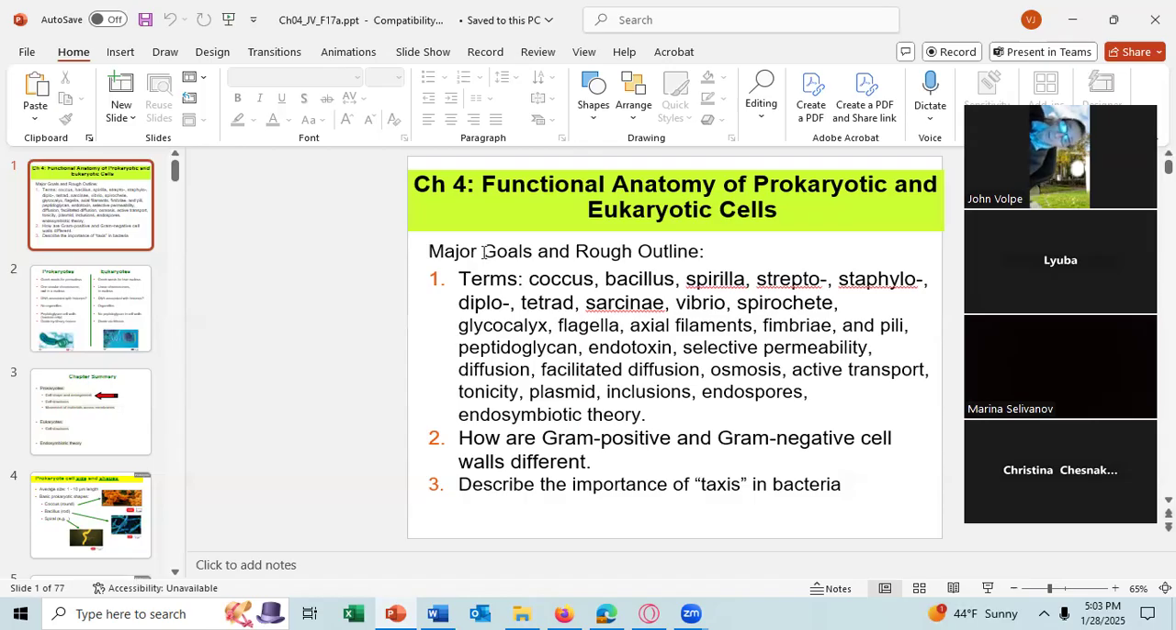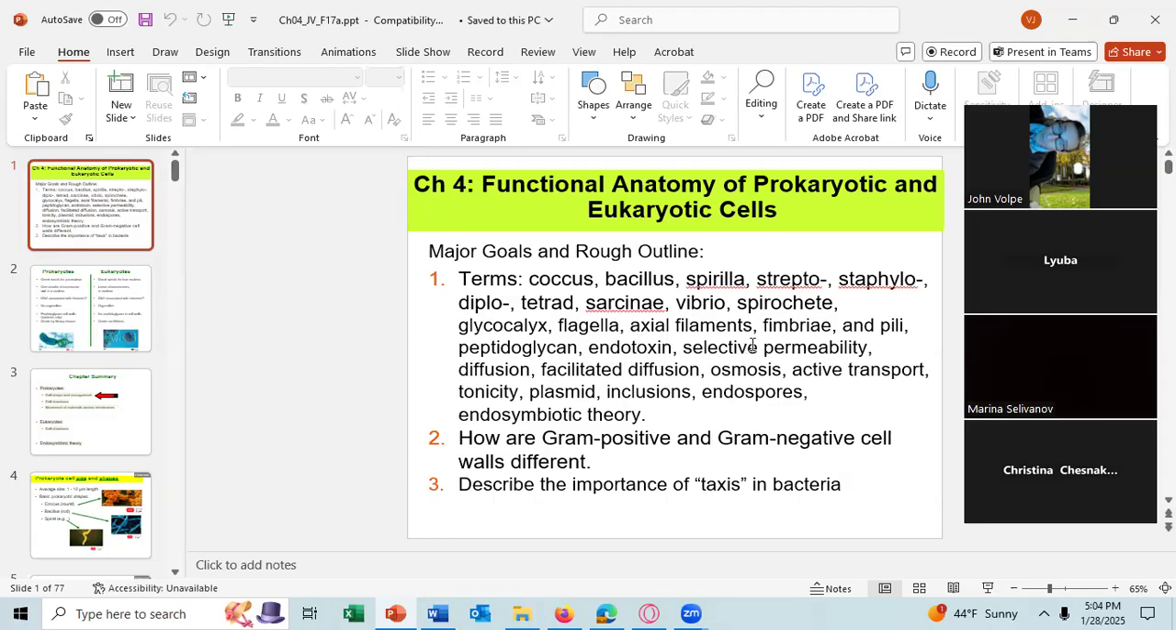All right, so this slide is showing you the major goals and the rough outline of chapter 4. You need to know the terms. What's a coccus, a bacillus, a spirilla? You need to know what strepto means, like streptococcus, staphylococcus, diplococcus, a tetrad of cocci, Sarcina. What are those? What are Vibrio? What are spirochete? What is a glycocalyx? What is flagella? What is an axial filament?